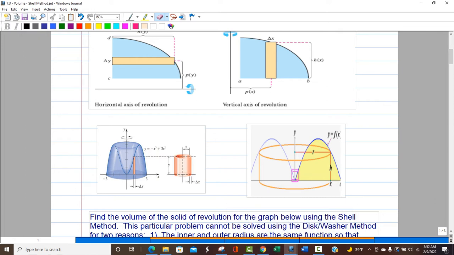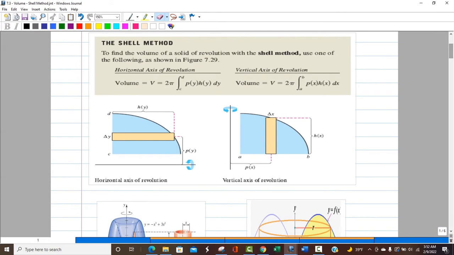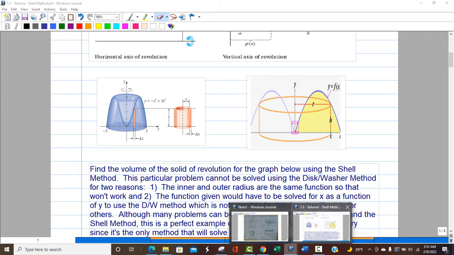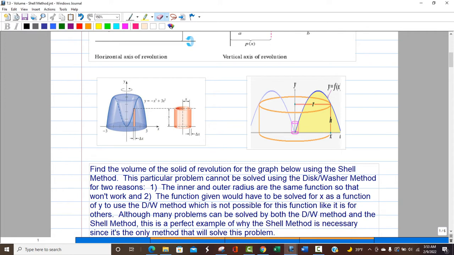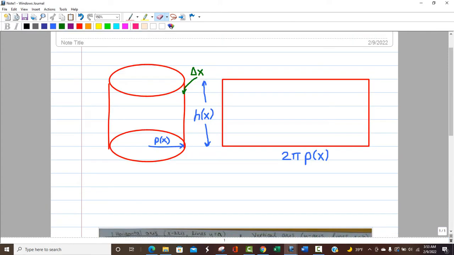Now, the last disc washer method had a pi r squared idea where you were using the area of a circle. This one is going to be using a circumference idea and not an area, because that's a hollow shape right there. So we're going to be looking at the outside area of that cylinder. Let me give you an idea of what's happening here. It's a little sketch I have on this other page. I'll come back to that at the end.